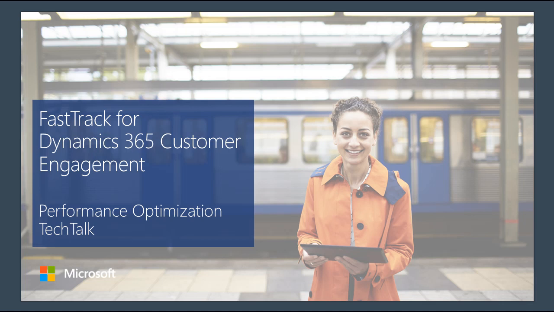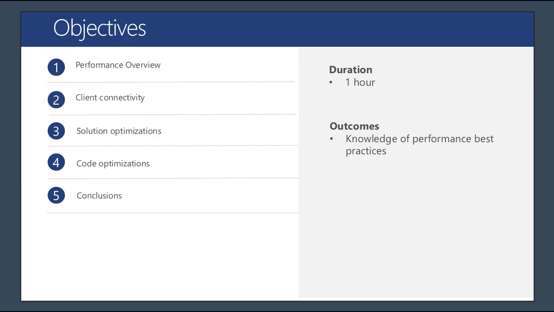So with that, I'll jump into our objectives. The primary goal is to provide you the knowledge and best practices on how to have a performant Dynamics 365 solution. We'll talk a little more about performance in general, what the approach towards performance should be, and then look at the optimization areas, starting from client connectivity to optimizations within the solution, and also the code optimizations that can be done to have a well-performing system.